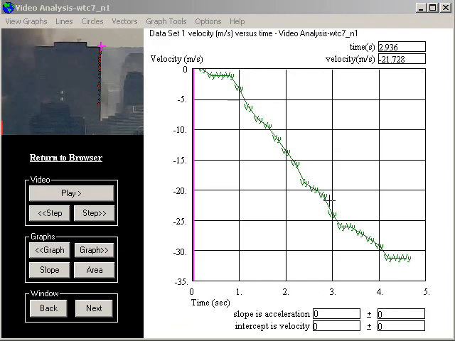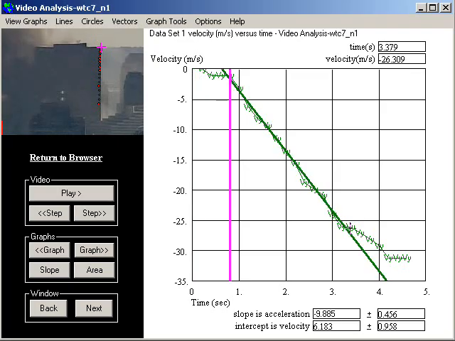Notice that the data hovers close to 0 for nearly a second, and then it drops precipitously. From the moment of the drop, the slope of the line appears essentially constant for about 2.5 seconds. By marking two data points, the program can compute the best straight line to fit the data for the linear portion of the graph. The slope of the line is the acceleration. Down here at the bottom, the computed acceleration is shown, minus 9.885 meters per second squared. The minus sign indicates downward acceleration.